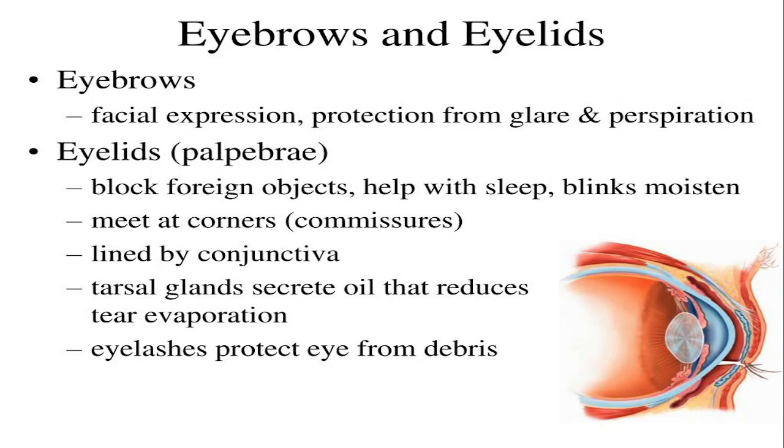The muscle layer of the eyelid consists of two small muscles. The orbicularis oculi muscle surrounds the eye and controls the blinking reflex, while the levator palpebrae superioris muscle is responsible for lifting the upper eyelid.